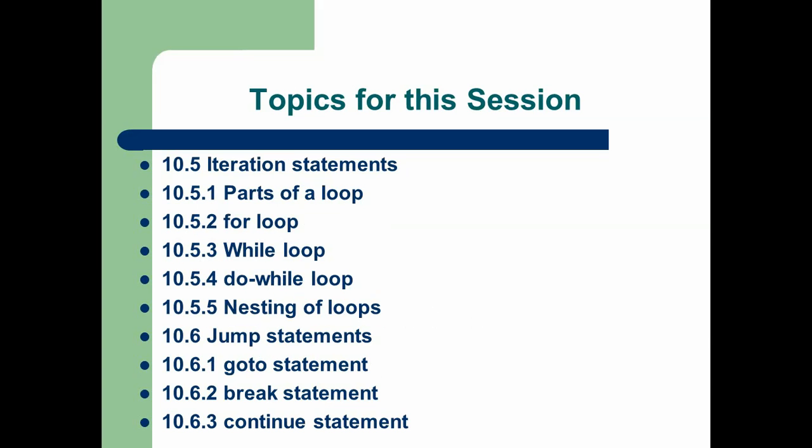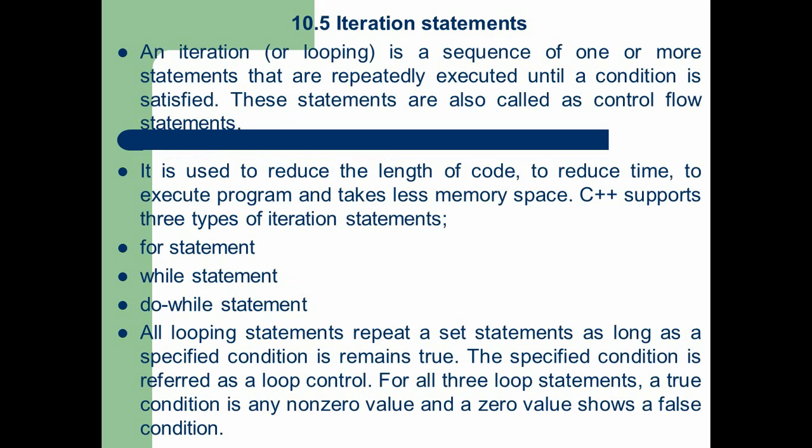There are three iteration statements or loop statements in C++. One is the for loop, second the while loop, third the do while loop. And there are three jump statements: one is goto, another one is break, and third is the continue statement. Let's start our class. First thing, iteration statement.